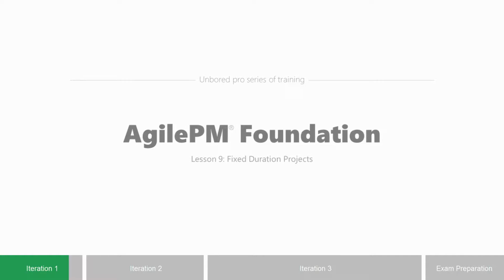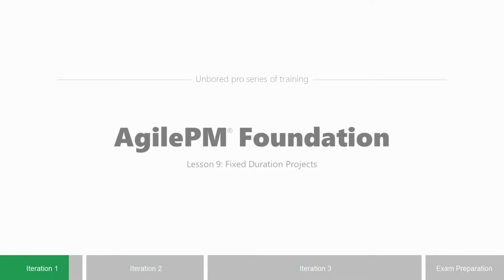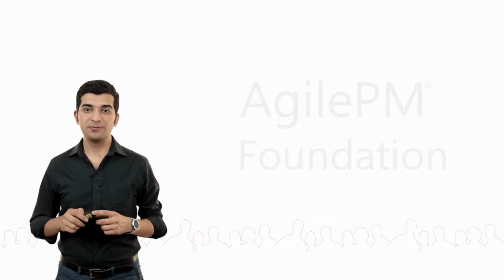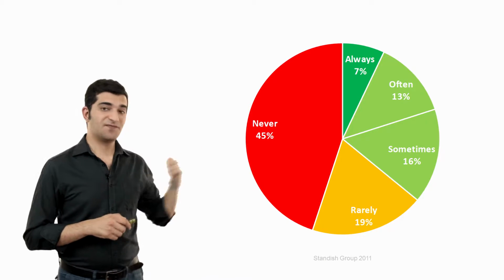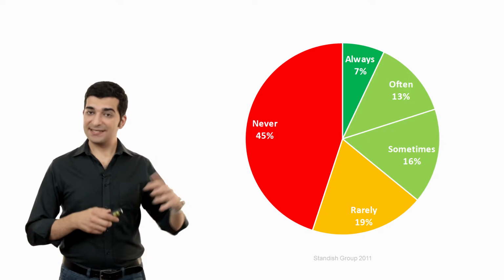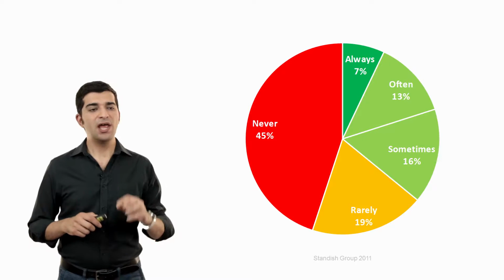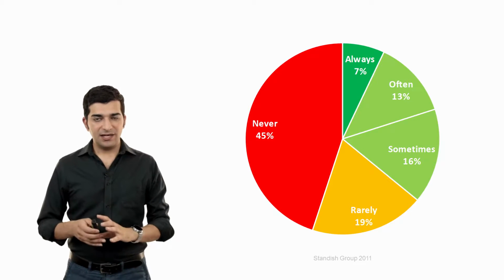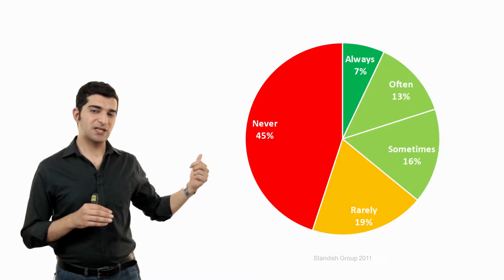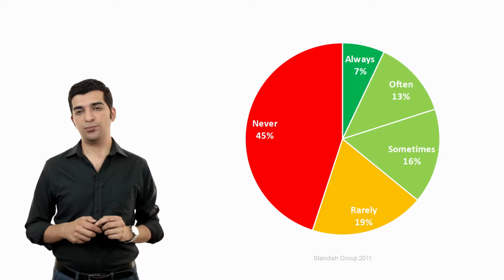AgilePM Foundation Lesson 9, Fixed Duration Projects. The problem we were talking about in the previous lesson was this 45% disaster. And one of the ways we talked about that can prevent this problem is the MoSCoW prioritization. As you may have guessed, the MoSCoW prioritization really helps us with this if we combine it with a fixed duration project.